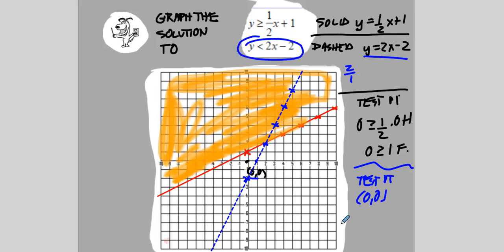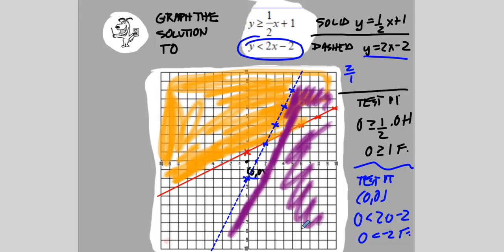Into this inequality. So y is 0, x is 0, 0 less than negative 2 is false. So my test point is above this boundary, so I shade the other half plane, which means I'm shading below. And that's the blue line. So notice the common shaded area is this in here.